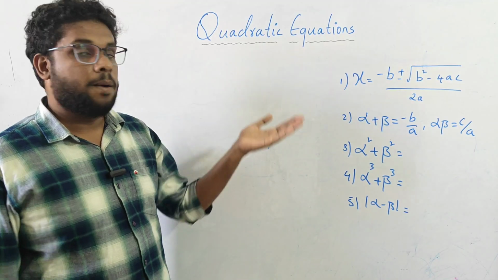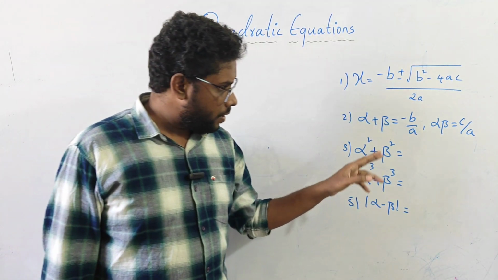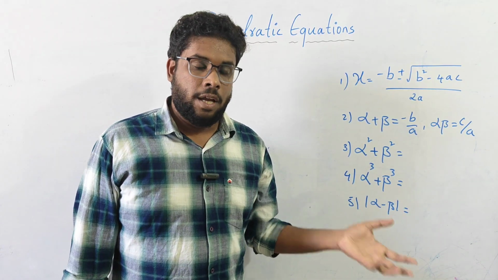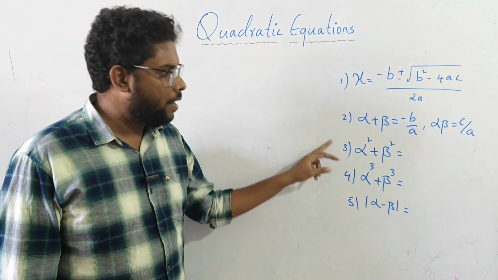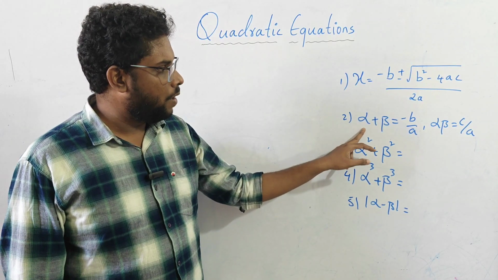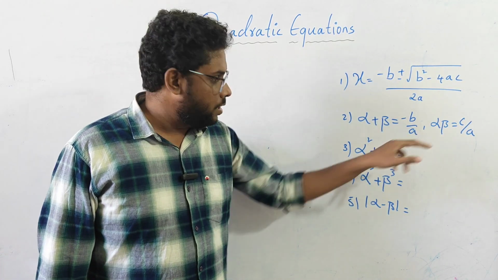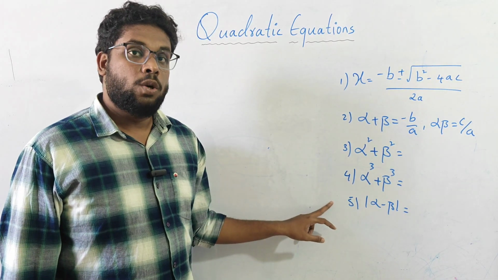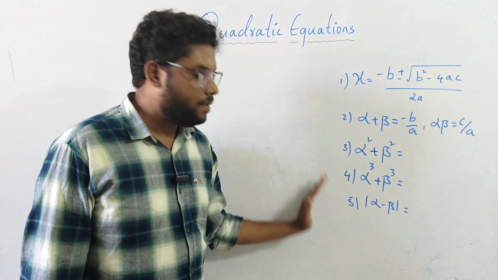So this video is the complete foundation of the quadratic equation. Moreover, we are learning for JEE. In order to solve JEE Mains problems, we have to know these values also. Already we know alpha plus beta equal to minus b by a, alpha beta equal to c by a. Like this, we should know these values also to avoid long simplifications. So in this video we will discuss these values also.